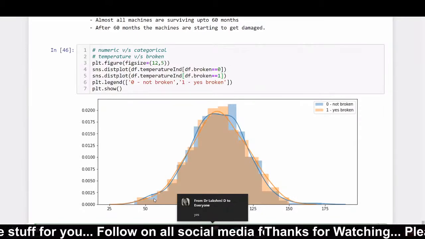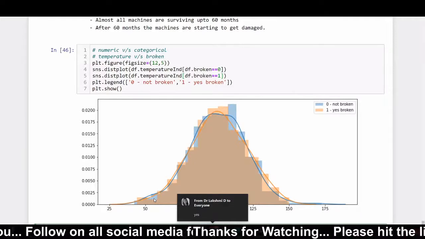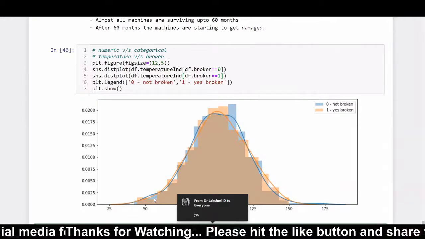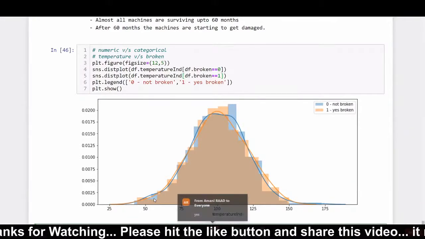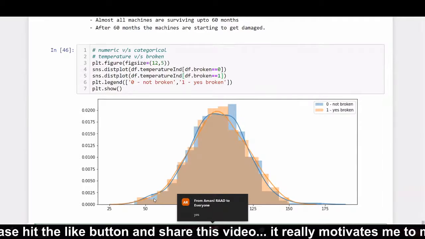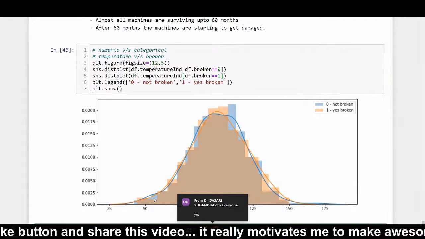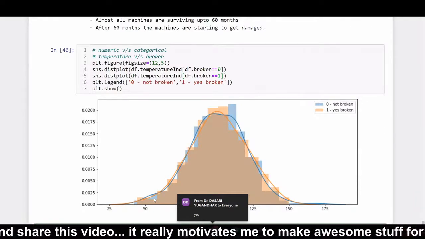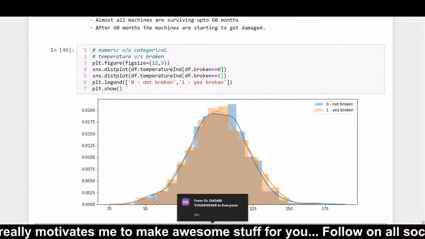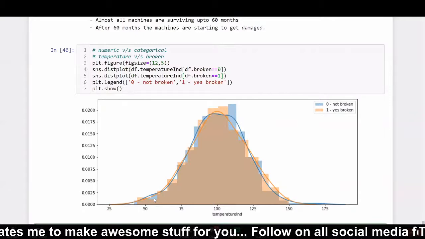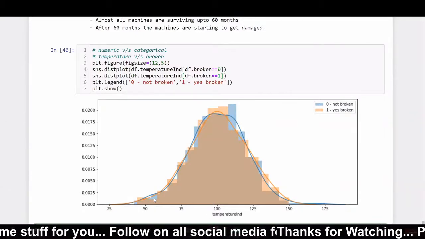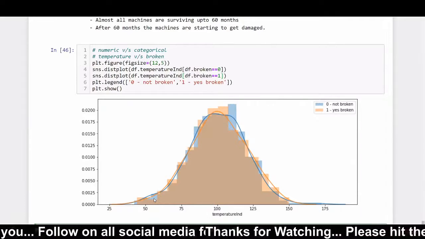Right? I hope all of you agree with that. That means at every value of temperature, the probability of machines getting damaged is almost equal to the probability of machines not getting damaged. That means as both the distribution plots are overlapping each other, at each value of temperature, the probability of the machines getting damaged is equal to the probability of machines not getting damaged. So can we say that temperature is an impacting factor or not? What do you think? Do you think temperature has some information to say why machines are damaged or not?